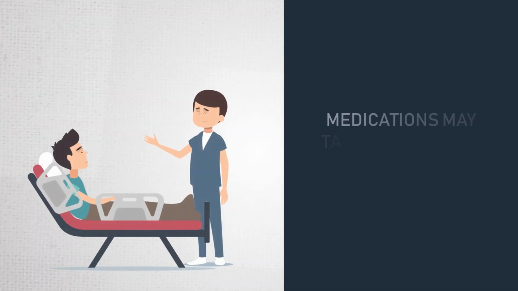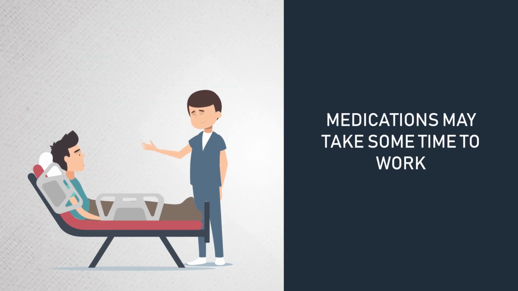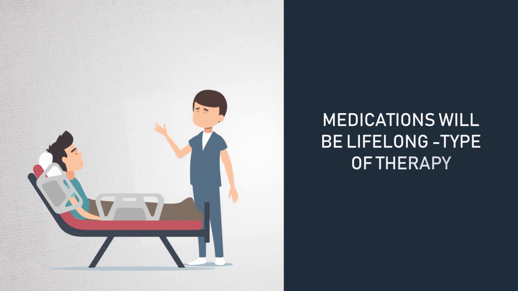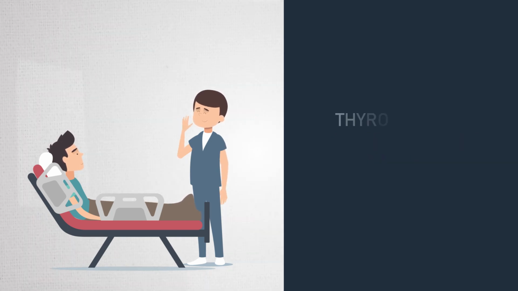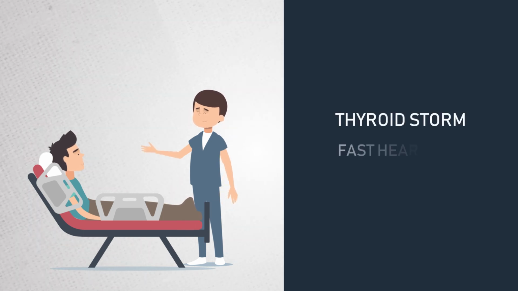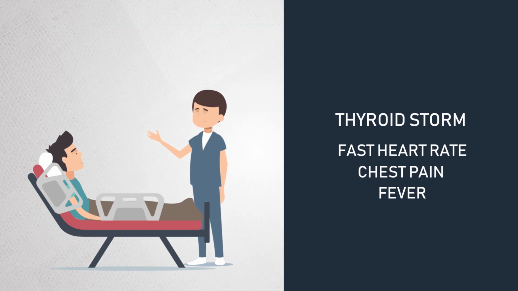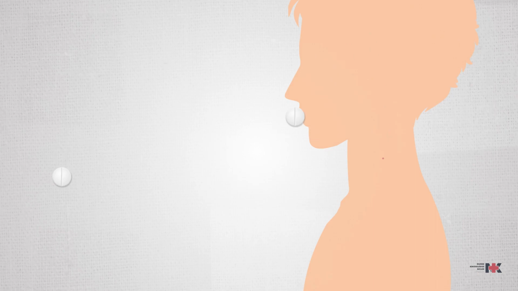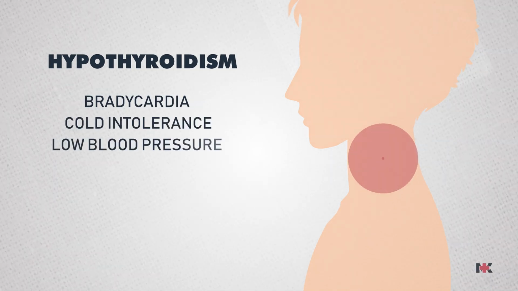Explain to your patient that these medications may take some time to work and that they should continue taking them even if they feel like it is not working, because these medications will be a lifelong type of therapy. Because if hyperthyroidism is left untreated, it can lead to a thyroid storm, a condition that includes fast heart rate, chest pain, fever, and so on, and could be life-threatening. Watch out for signs of toxicity. When we try to reduce thyroid hormone, this can sometimes lead to hypothyroidism, which includes bradycardia, cold intolerance, and low blood pressure.